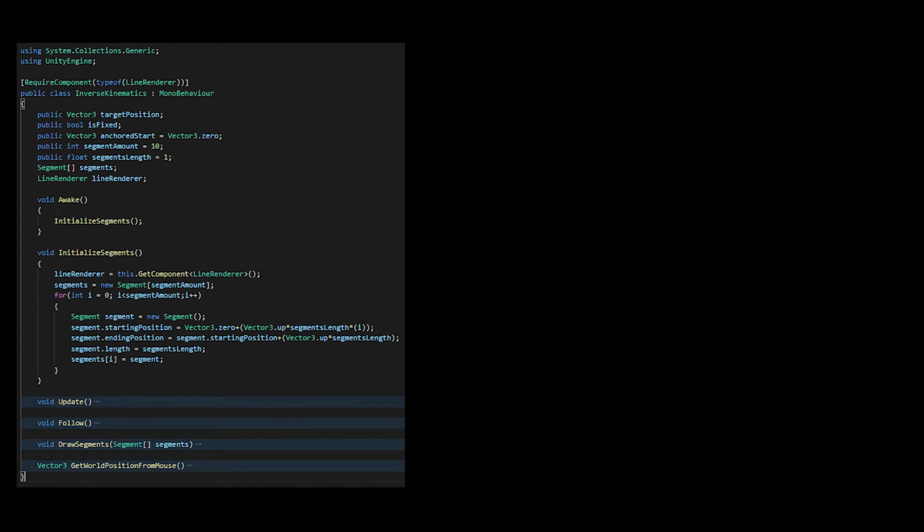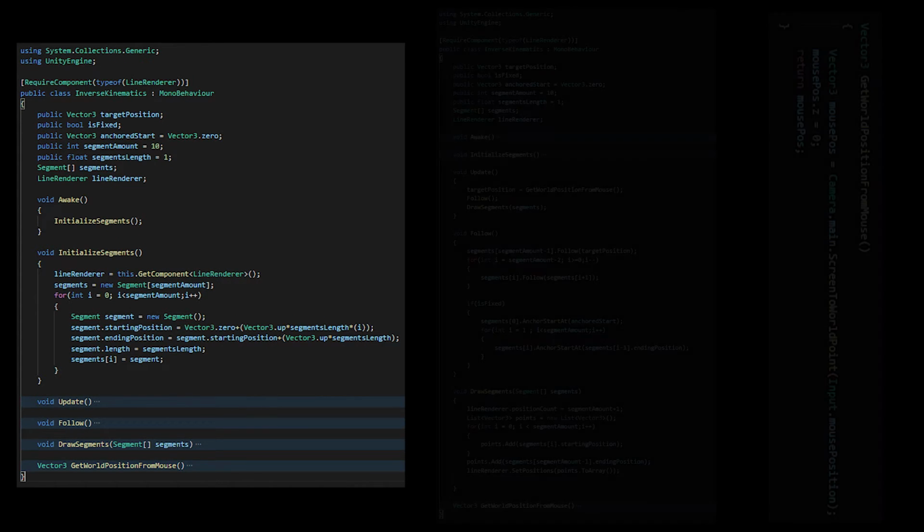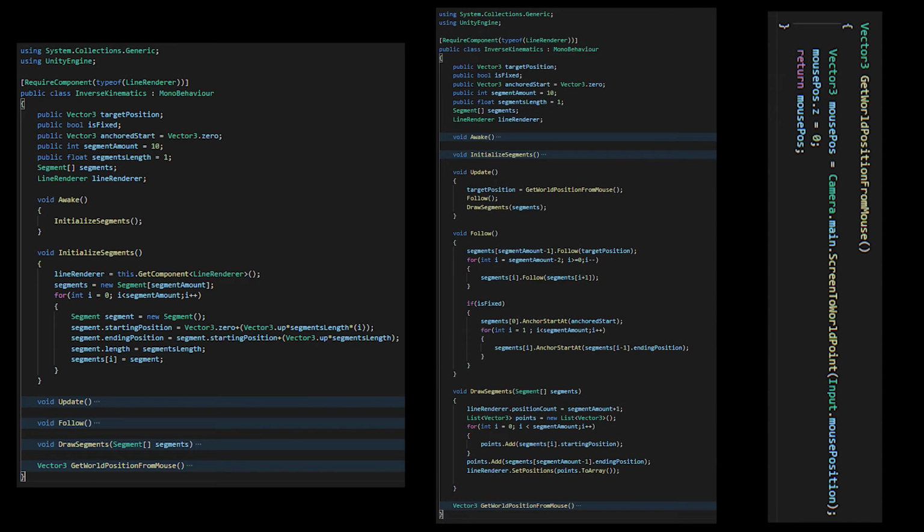The way I set up my script is that first I initialize my segments by default linked going upwards. Then, during every frame, I run my inverse kinematics logic on my segment classes. And finally, I use their updated data to display it in my line renderer.